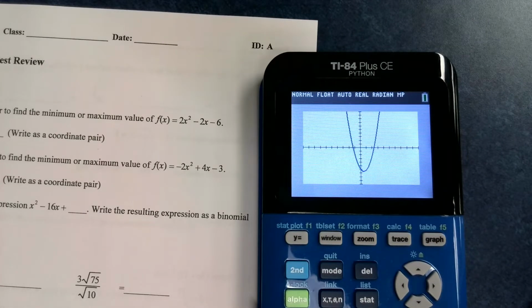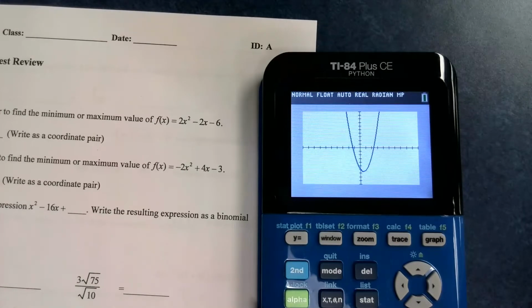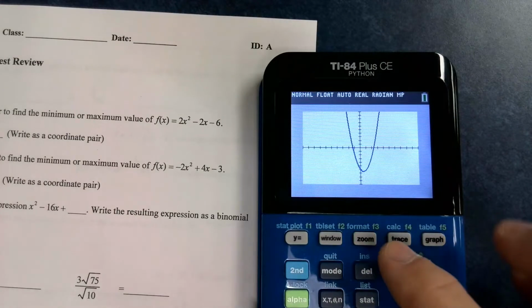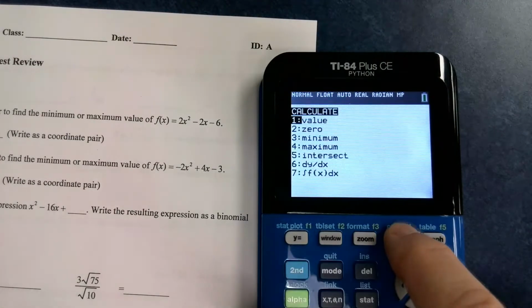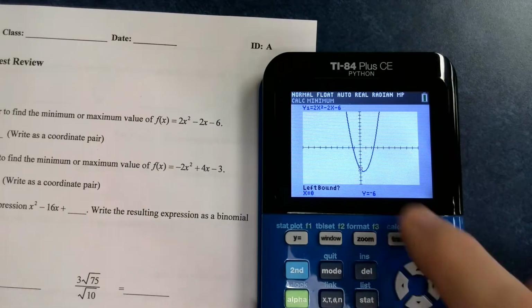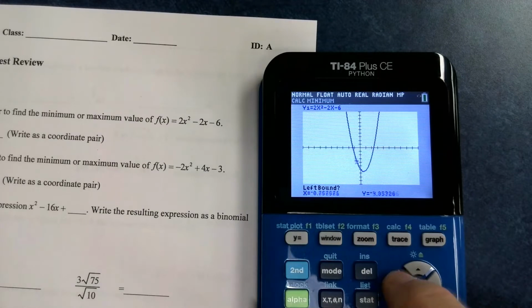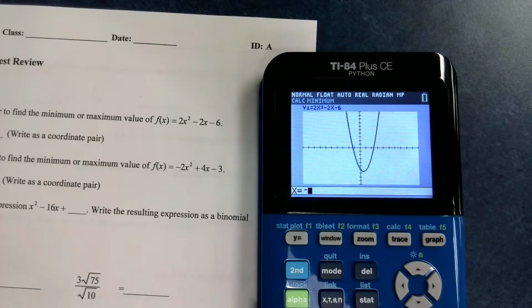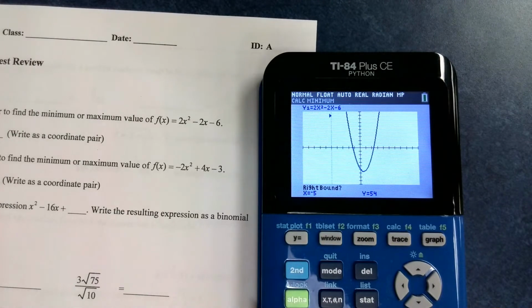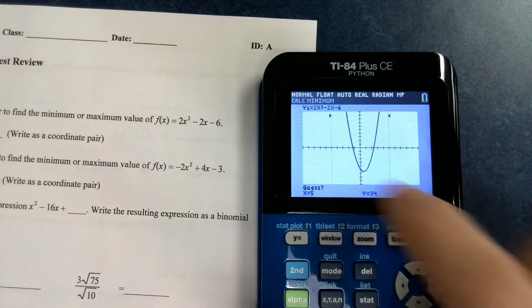Well, this first question says find the minimum or the maximum value. I think it's obvious that this parabola has a minimum value. So we're going to find a minimum. I hit second trace, number 3 is minimum. And then it asks me to pick something on the left side of it. I can either move my cursor and hit enter to pick that number, or I can just type in a value to the left side of it. So I'm going to type this time. I'm going to hit negative 5 and hit enter, and you can see that it puts a boundary line at negative 5, and then it says right bound. So I'm going to pick 5 and enter, and it picks something on the right side of it.